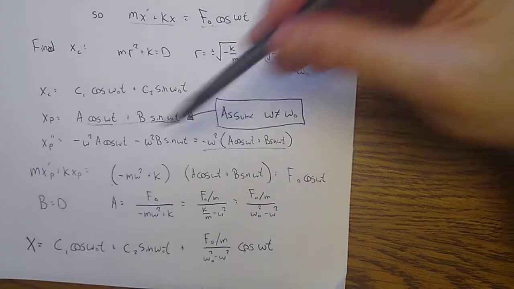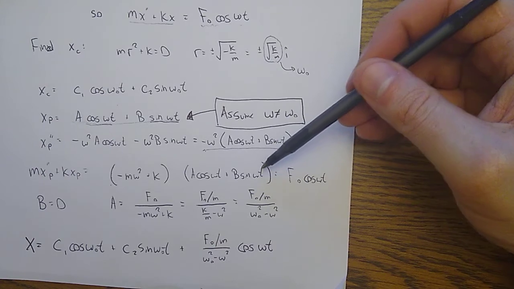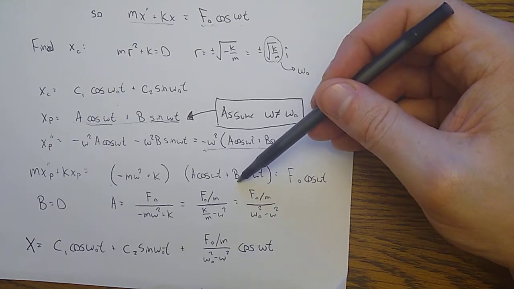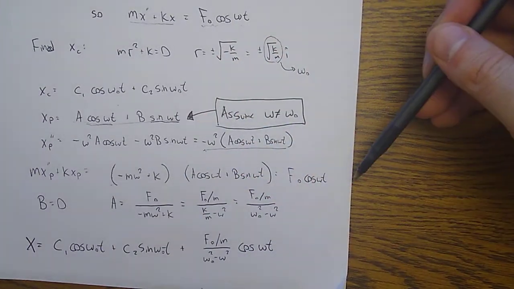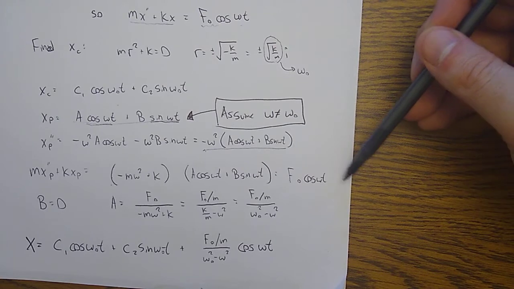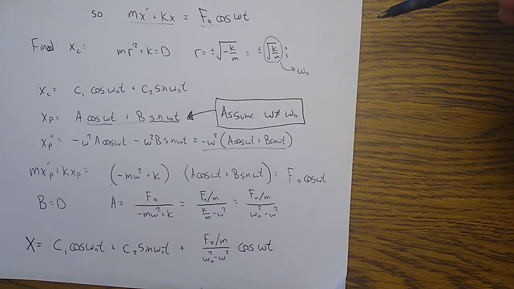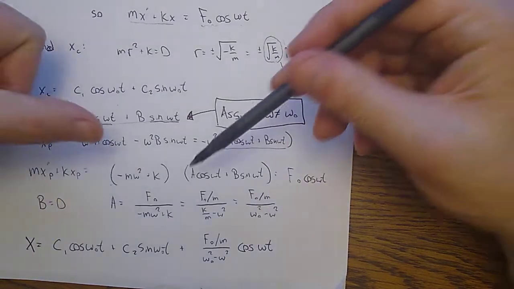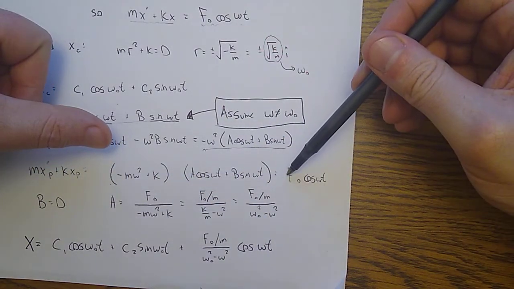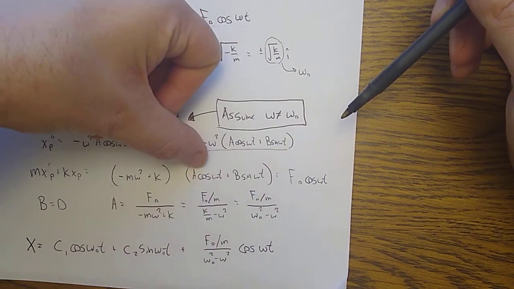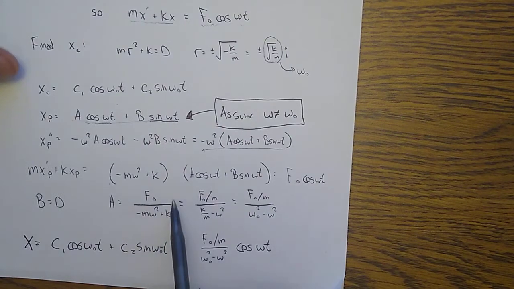And now here we line up our coefficients. And here is where I can see that b is 0. Because on the left, I have a sine term, and the coefficient of sine would be b times this. But on the right, I don't have any sine term at all. So the sine terms on both sides should just be 0. So b should really be 0. For the cosine term, on the left, I've got a times this, and on the right, I've got f naught. In other words, a should be f naught divided by this. So that's what I wrote here.